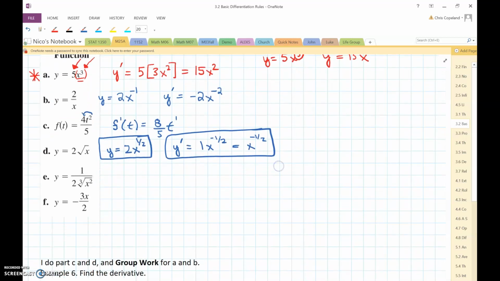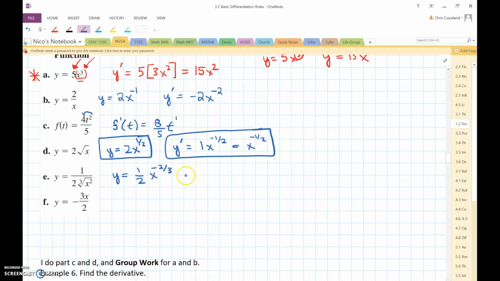Alright, let's look at E. Again, the first thing I'm going to do, I'm going to rewrite this problem as 1/2 x to the negative 2/3 power. So first of all, I'd rewrite it that way.